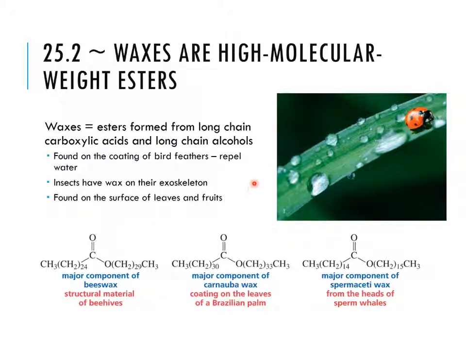We find waxes in nature all over the place, and a lot of the times if you think about things that would repel water, it's going to be because they have a waxy surface. So the coating on birds' feathers, the exoskeleton of bugs, the surface area of some leaves and fruit, so the blade of grass here with the beads of water, that is because it has that waxy coating.